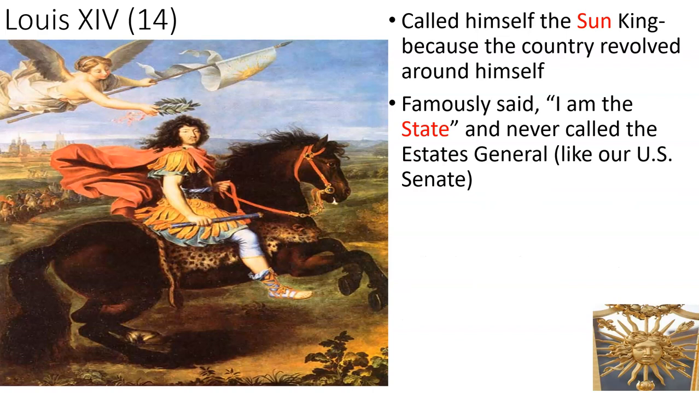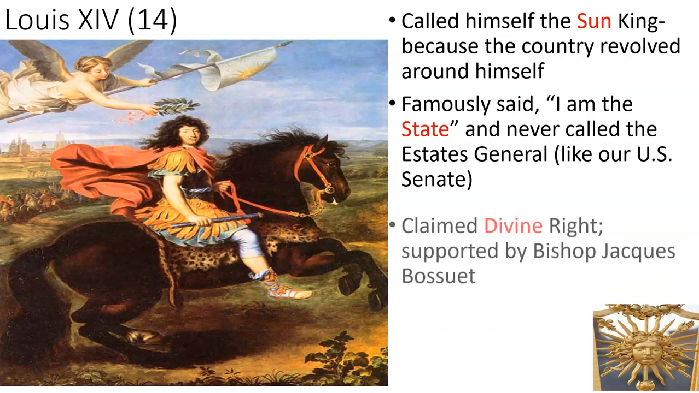He famously said, I am the state, though, and he never called his estates general. The estates general was a body of nobles that would make laws and decisions. There was some bourgeoisie in there. But anyway, the estates general is like our Senate, supposed to make laws. He never called them once. He said, no, I'll make all the laws. Like, you guys can just shut up. I don't need to talk to you. Like, whatever. Okay. So he is totally embracing this absolutism idea.